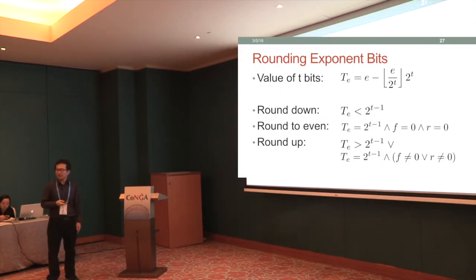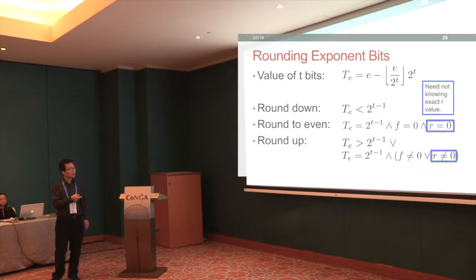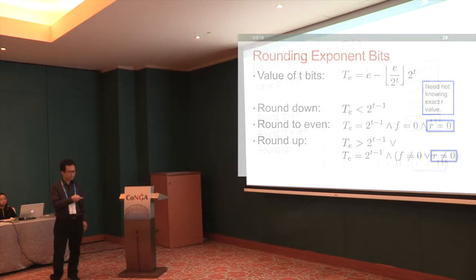So based on the value of the t bits that you are rounding, you can determine whether you should round down or round up. So with these conditions, we know that our value is strictly less than the midpoint, so we should round down. And with these conditions, we know it is strictly greater than the midpoint, so we round up in this case. And if it is exactly at the midpoint, then we round to even. That is, we round to a posit number that has a 0 at the least significant bit. And note that we don't need to know the exact value of r in the rounding.